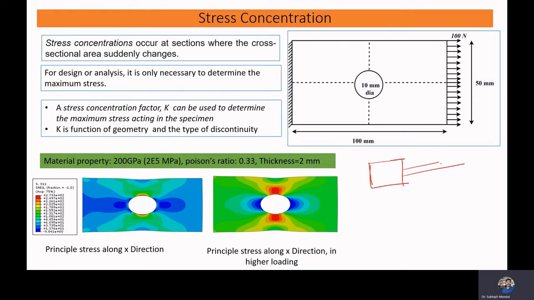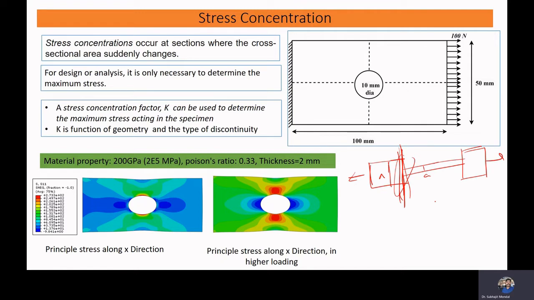If we do the testing with a cross section like this, you will observe that in many cases the failure occurs in this zone, because there will be huge stress concentration in this zone because of the change in the cross section. This is your A and this is your small a. There is a sudden change in the cross section. So stress concentration will be higher and the material will fail in this zone.